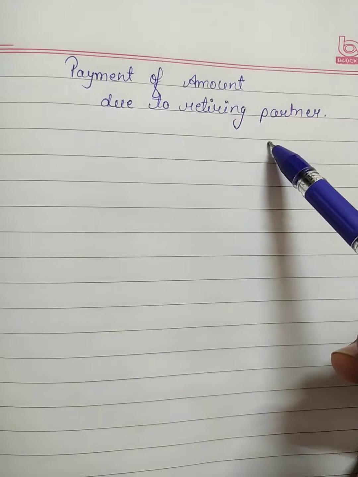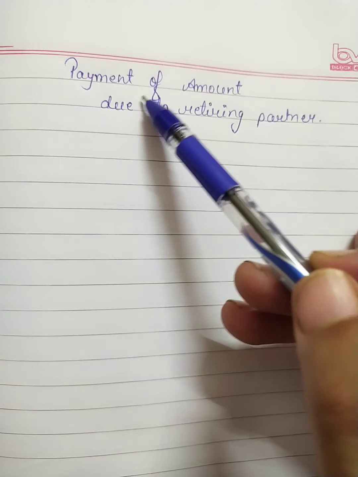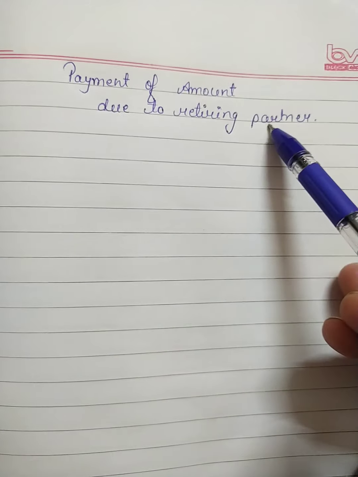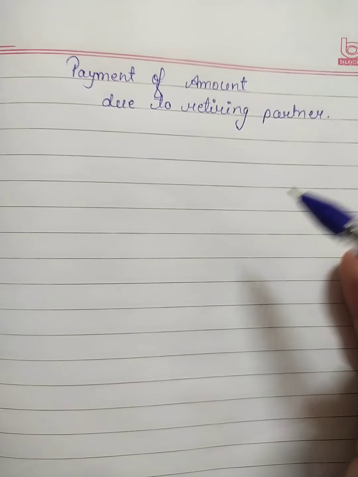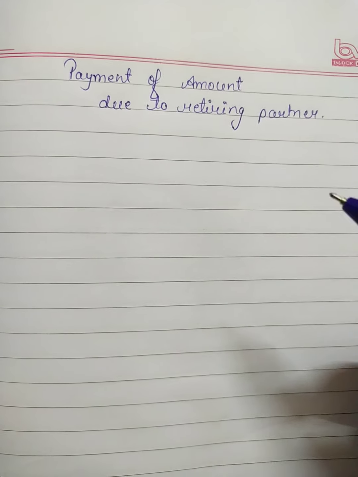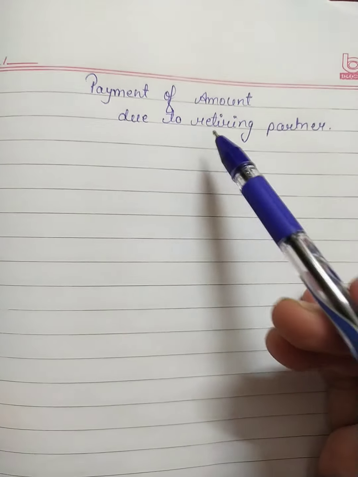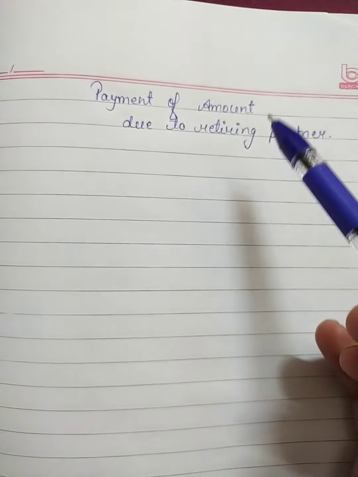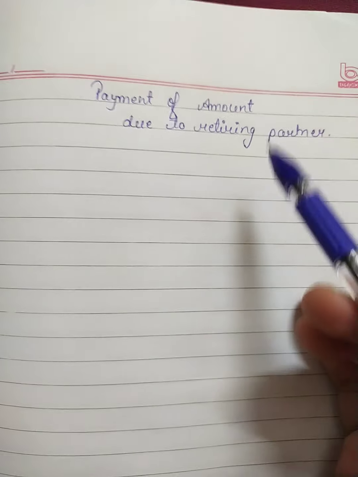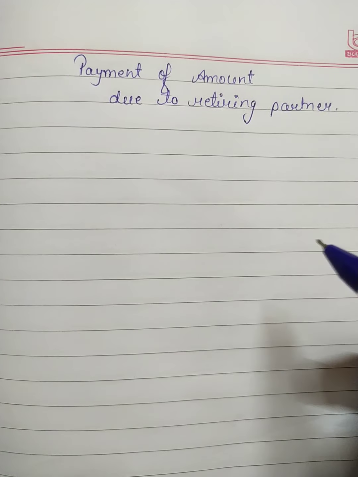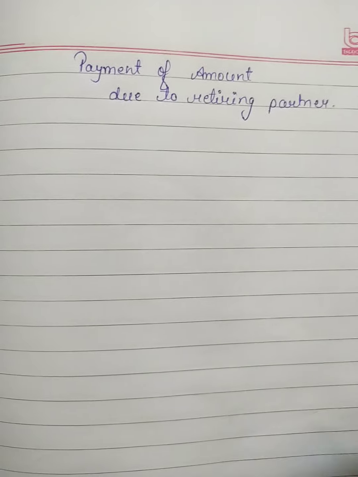Today we are going to start the topic that is payment of amount due to retiring partner. So students, after the last adjustment of our accumulated profits and reserves, we need to start our next topic, that is payment of amount which is due to retiring partner when he leaves our firm.